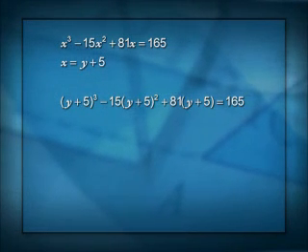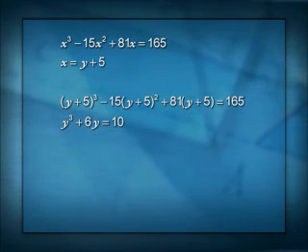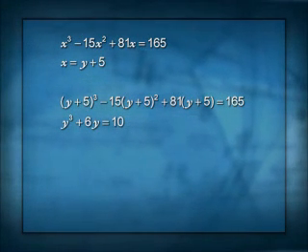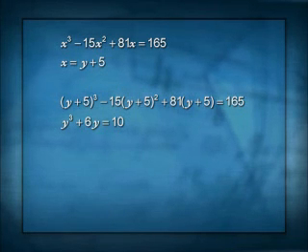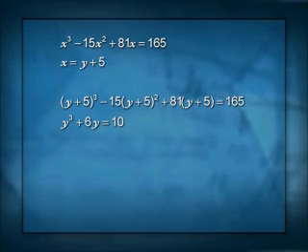It always does. That's what Cardano showed. This always will have to happen. In fact, the depressed cubic it turns into is y cubed plus 6y is 10. That's the one we just did. I had x's in it, but now I got y's in it. I know what the solution is by the formula.